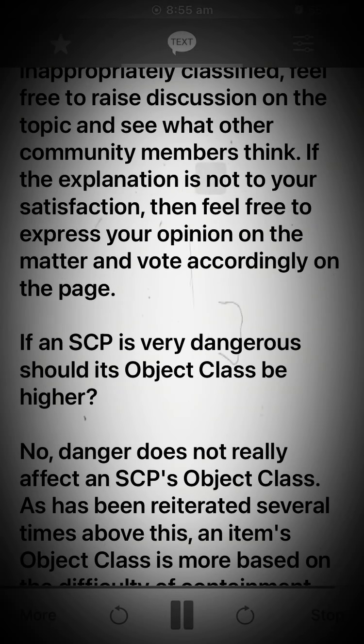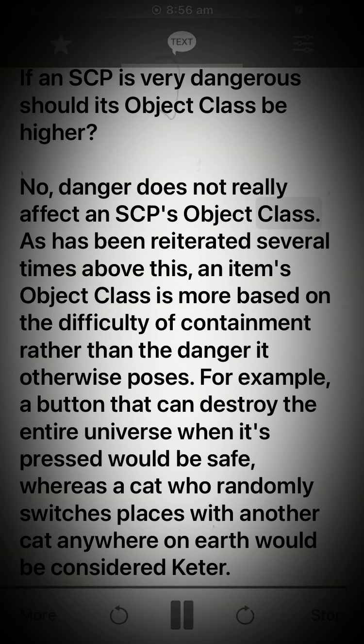If the explanation is not to your satisfaction, then feel free to express your opinion on the matter and vote accordingly on the page. If an SCP is very dangerous, should its object class be higher? No. Danger does not really affect an SCP's object class. As has been reiterated several times above this, an item's object class is more based on the difficulty of containment rather than the danger it otherwise poses. For example, a button that can destroy the entire universe when it's pressed would be safe, whereas a cat who randomly switches places with another cat anywhere on Earth would be considered Keter.